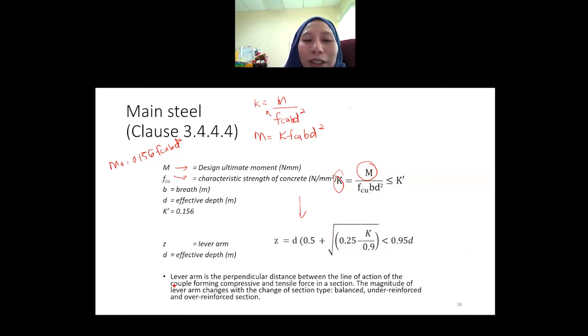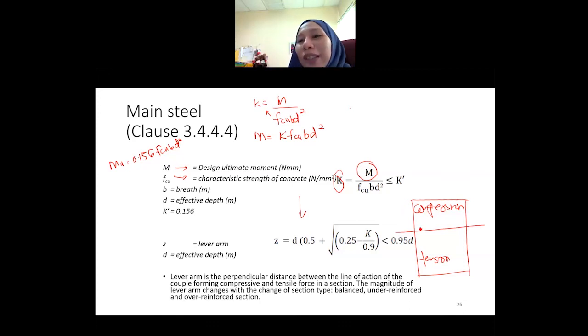Okay, what is Z? Z is actually the level arm. Level arm is the perpendicular distance between the lines of action of the couple formed from the compressive and tensile force in a section. So you know that in the beam itself, the top side is compression and the bottom side is tension. So there is a boundary where they will meet together. We do not know where, so that is why we calculate Z. Z is to measure the distance between the lines of action of the compressive and tensile force.